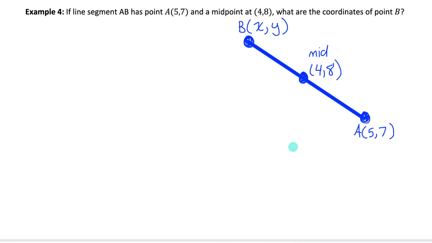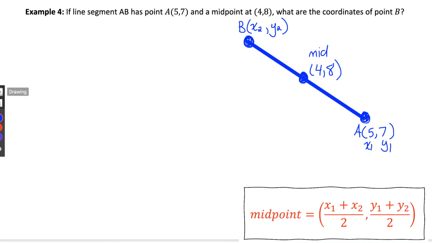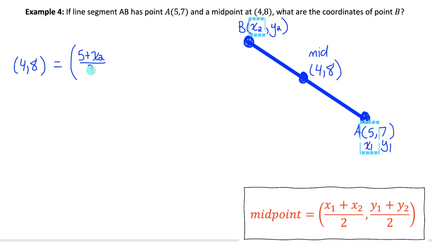Now it may help if I choose whether B is going to be my first or second point, and same with A. I'll say A is my first point, my x1, y1. Therefore B is my second point, so it's my x2, y2. And now if I follow my formula for midpoint, I know that the midpoint, which is 4, 8, must be equal to the average of the x coordinates of the endpoints, and I get the average of them by adding them and dividing by 2. So x1, which is 5, plus x2, which we don't know, over 2.